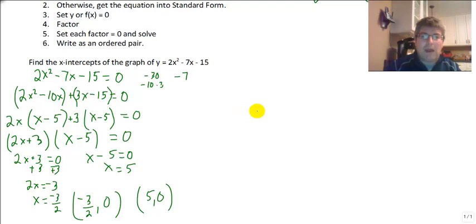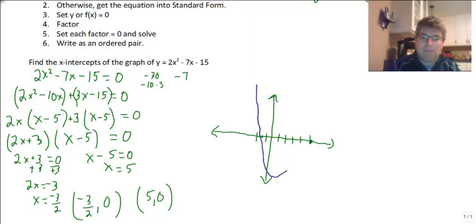So if I were to graph this particular parabola, and 1, 2, 3, 4, 5, I have an x-intercept of 5, and I have an x-intercept of negative 3/2, and my parabola would look something like that, with my two x-intercepts, one at negative 3/2 and one at 5.